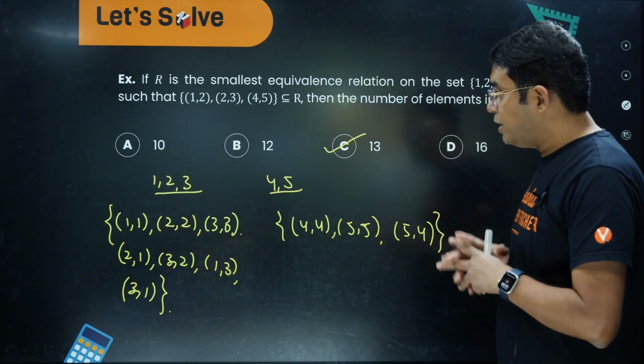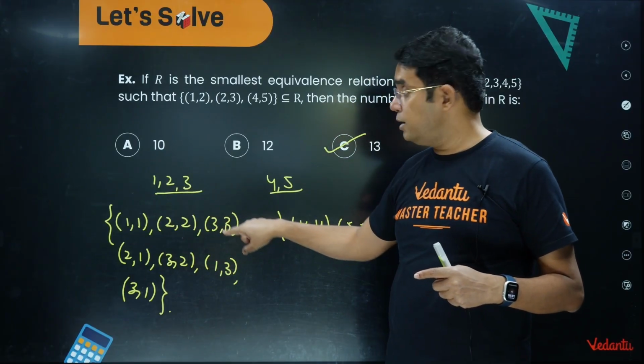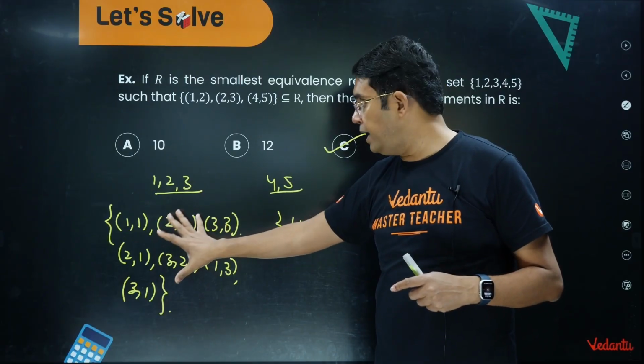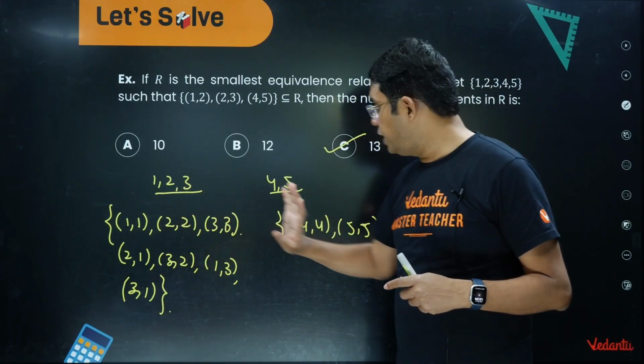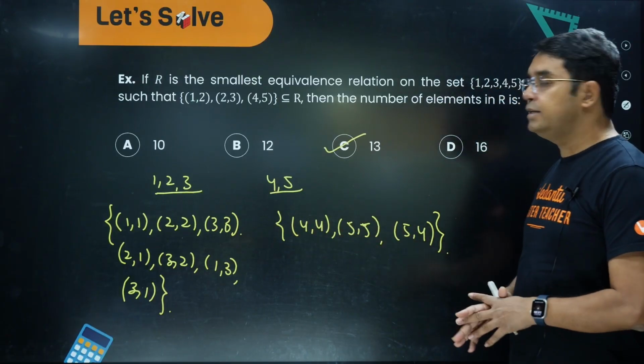Actually, you can see one thing, that with 1, 2, 3, it is an equivalence relation and also a universal relation. So a total of 9 elements are because of 1, 2, 3, and a total of 4 elements because of 4, 5. So 9 plus 4, 13 is the answer.